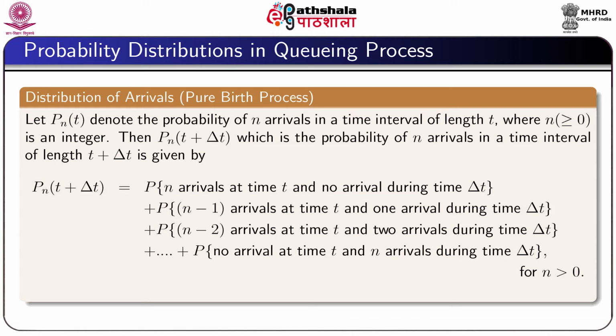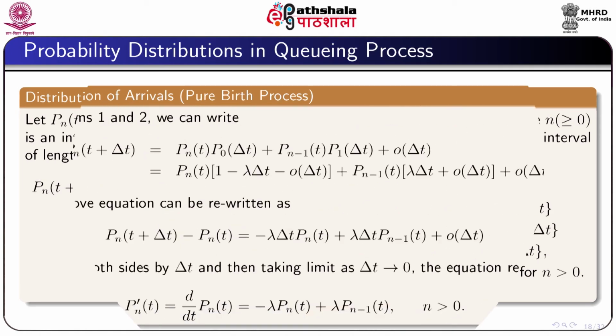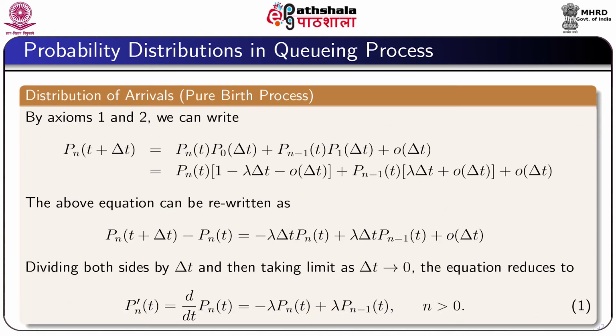So, now using axioms 1 and 2, we can write P n t plus delta t equal to P n t, that is the probability that there are n customers in the system at time t, into P 0 delta t, that is there is no arrival during the time delta t, plus P n minus 1 t into P 1 delta t plus order of delta t.